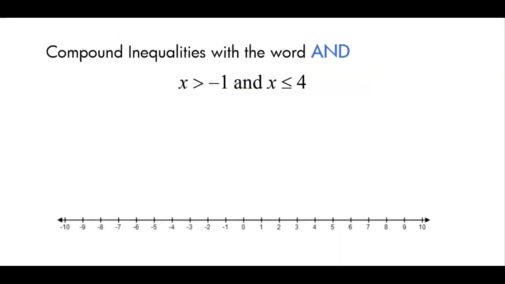Now let's see what it looks like when we put the word "and" in between two inequalities. So here we have x is greater than -1 and x is less than or equal to 4. Now first let's look at what these things look like on their own. So for example, if I want to graph x is greater than -1, here's what that looks like. I'm going to have an open circle at -1. And all the numbers greater than -1, well, that's the numbers in this direction.